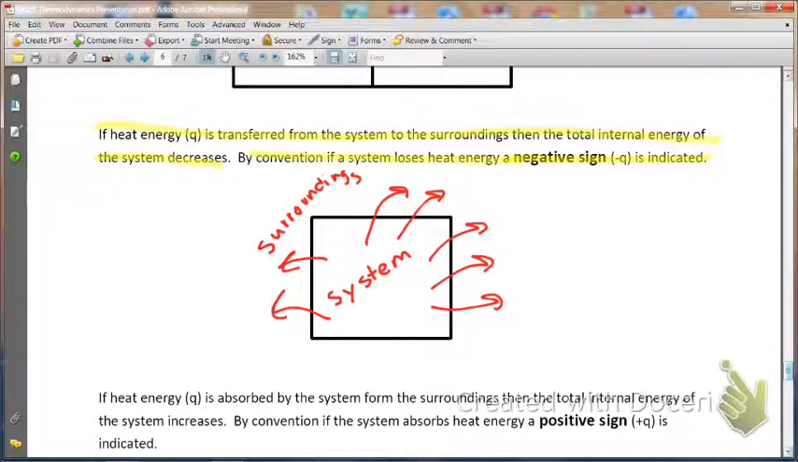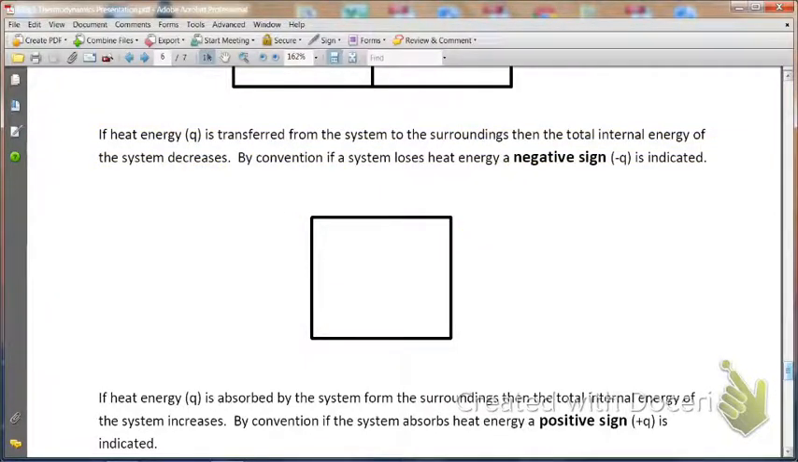like so. And so Q is given a negative sign, meaning that heat is leaving the system and entering the surroundings. And so when heat energy always goes from the system to the surroundings, we will always give heat a negative sign. And that's important to note and understand. So the overall internal energy of our system is decreasing, and the surrounding environment is gaining more kinetic energy. All right? Hopefully that makes sense.